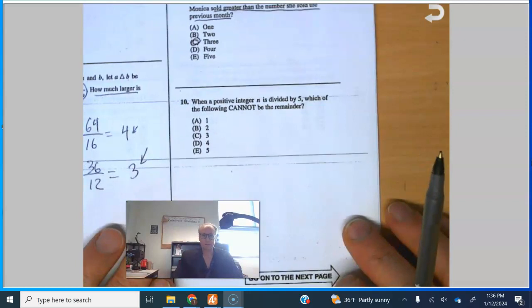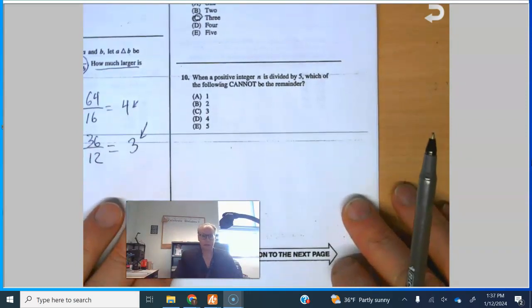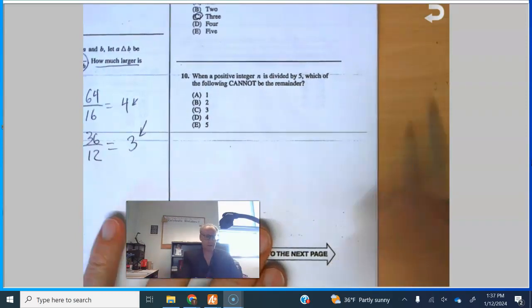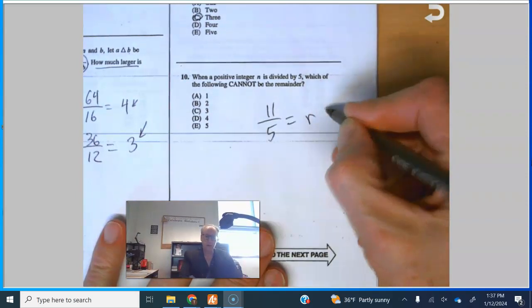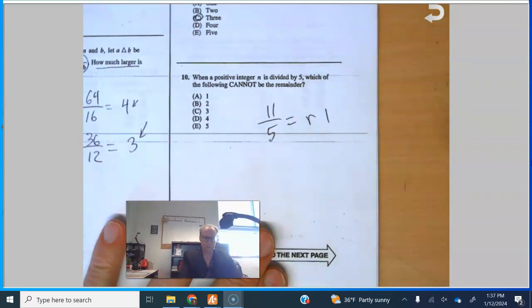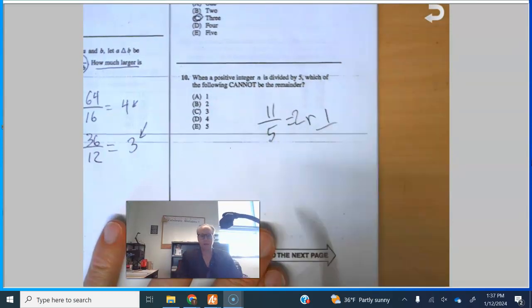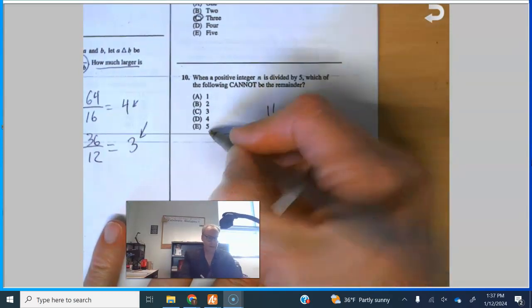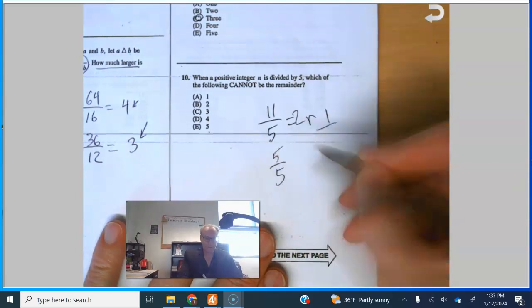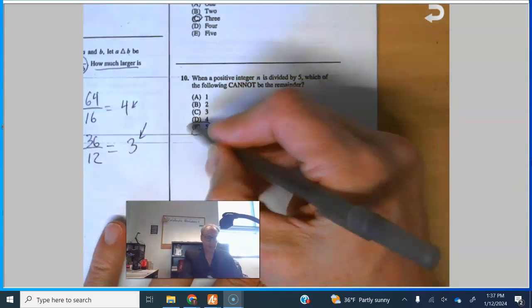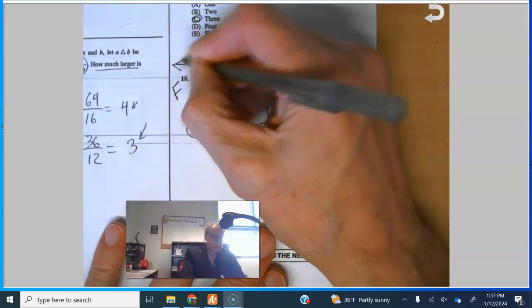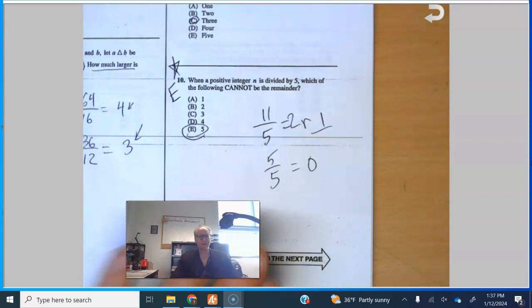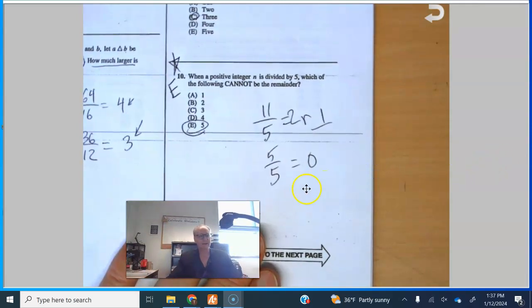And finally, number 10. When a positive integer n is divided by 5, which of the following cannot be the remainder? Well, if you take 11 divided by 5, you get a remainder of 1, because 5 goes into 11 twice, and you get a remainder of 1. Well, 5 goes evenly into 5. There is no remainder. So the remainder can't very well be 5. And we are done. I hope it made sense for you, and nice, easy 10 problems.